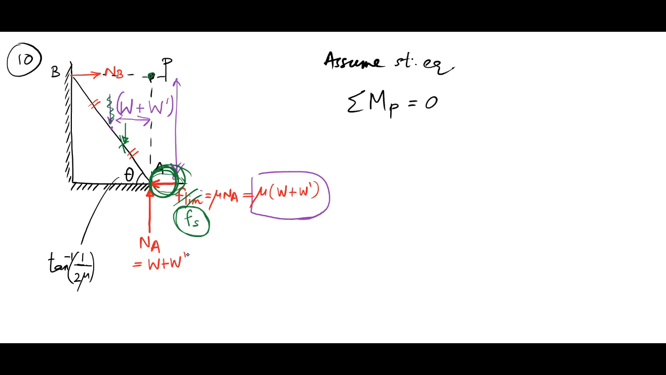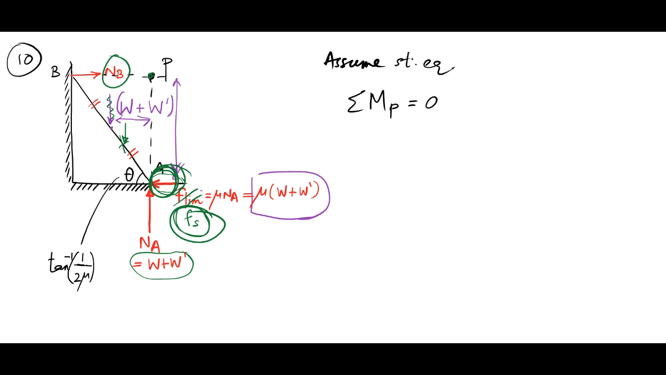You know that there is no contradiction elsewhere. For example, Na is equal to W plus W dash. That is still valid. It's going to balance the weight. And if this is Fs, then this Nb, which was formerly equal to F limiting, is now equal to Fs. There is no problem there at all. Nb can be equal to anything. It can be equal to Fs as long as it's a push, not a pull. A normal reaction can be a push, not a pull.